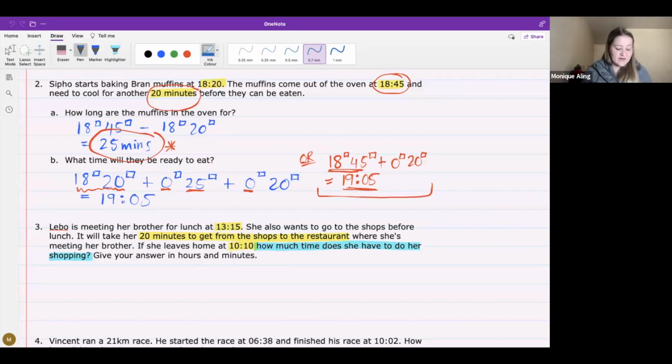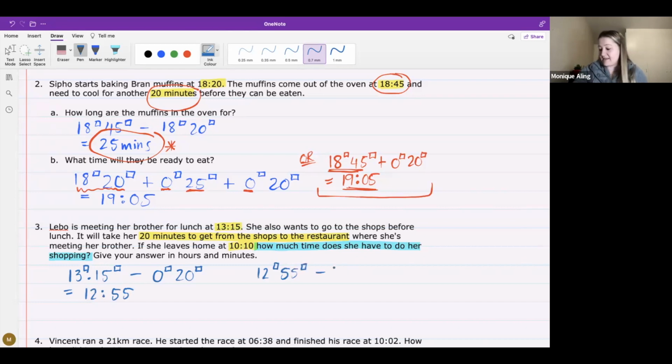The way I did it was I took the meeting time with her brother. So she has to meet her brother at 13:15. Okay, so actually with the time button, then I'm minus 20 minutes. So I know what time she had to leave the shops by to get to her brother. Again, you could do it any way, as long as you get to the right answer and you show some working out. You don't have to do it this way. So I worked out that she had to leave the shops by 12:55 to be on time to meet her brother. I then took my 12:55, put it into the calculator.